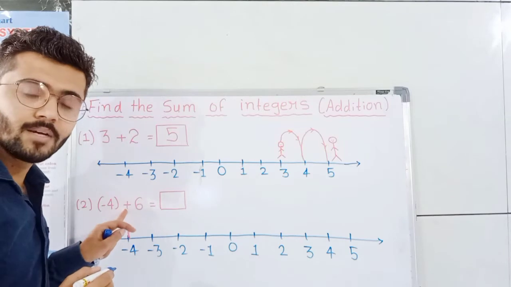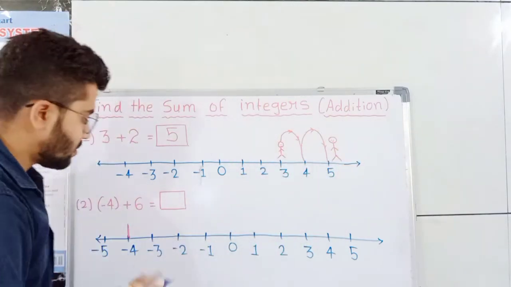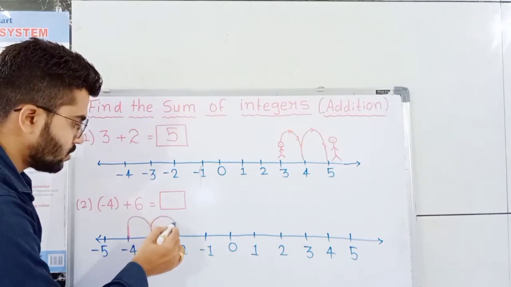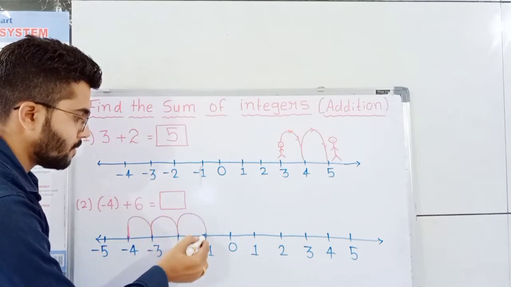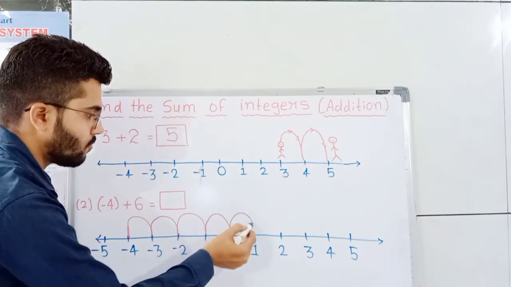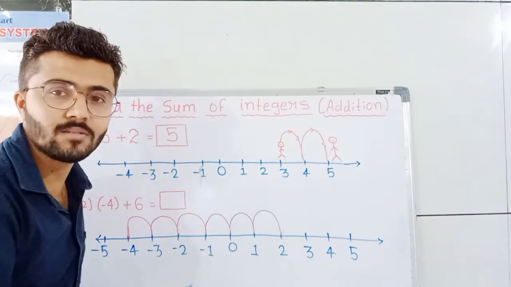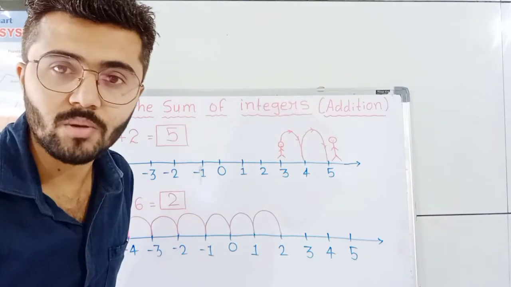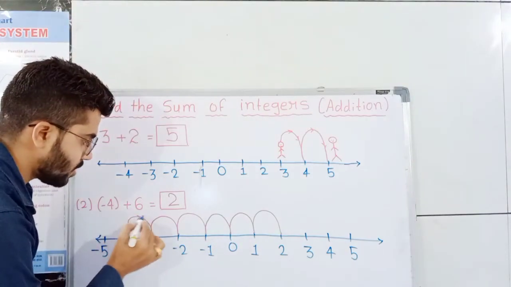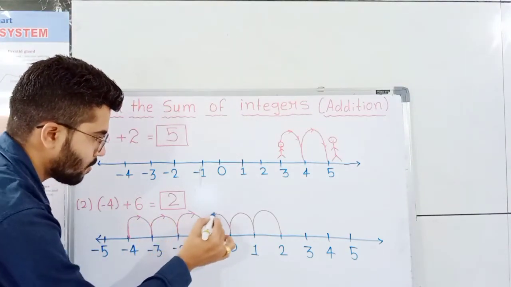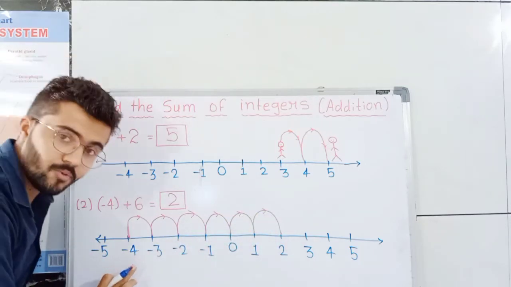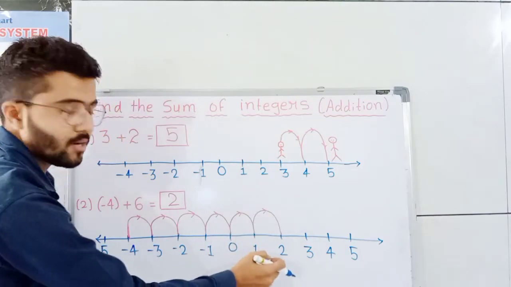We have to add. Add means we will move right hand side. How many steps? 6 steps. 1 2 3 4 5 and 6. So our answer is 2. But it's also important to denote the direction. So we'll draw this arrow so that we can come to know that we have moved from -4 towards right hand side and we got the answer as 2.